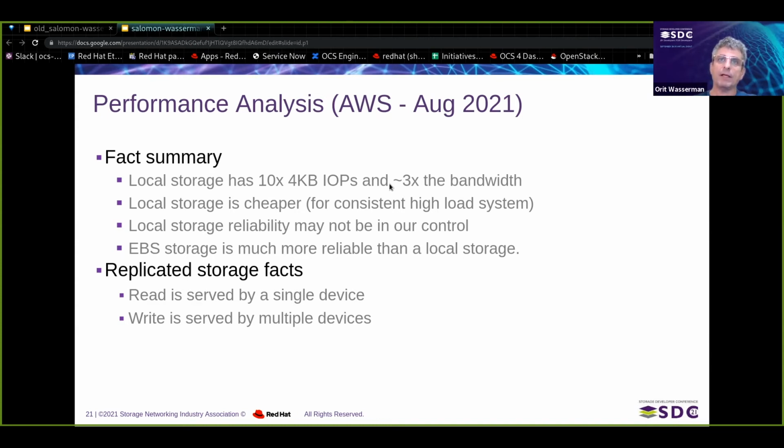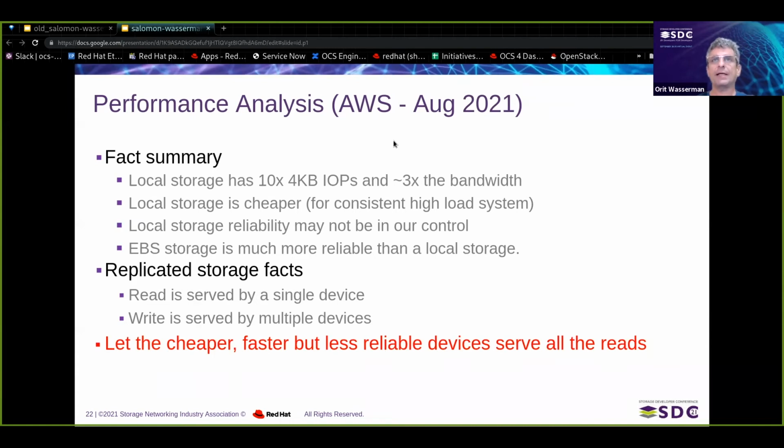EBS storage reliability is between 99.9% and full 5 nines for type IO2. For various workloads, we can assume these are reliable enough. Note that EBS is limited to a single availability zone. So if we want to protect from availability zone failure, EBS is not enough and we need additional protection. And just as a reminder, we talk here mainly about a replicated storage. So the read is served by a single device, while writes are served by multiple devices.